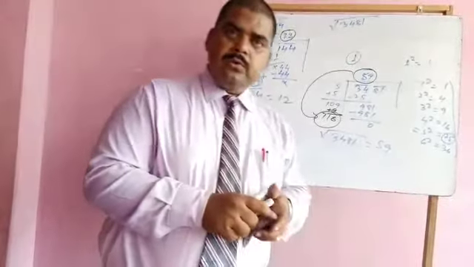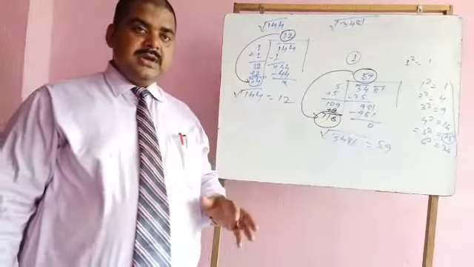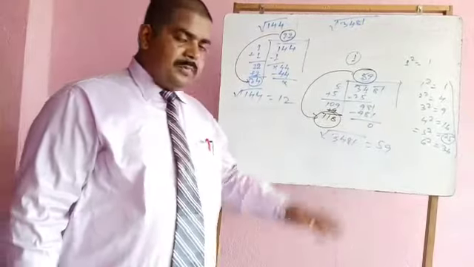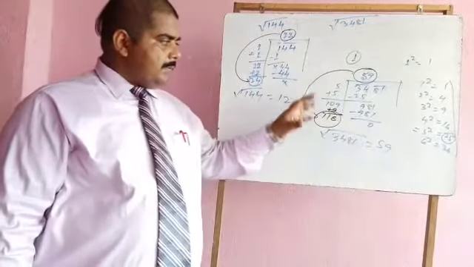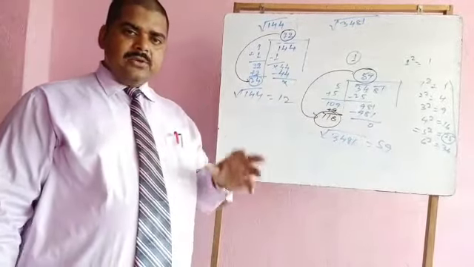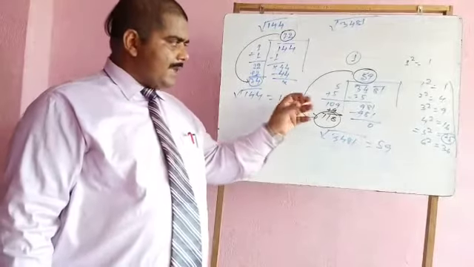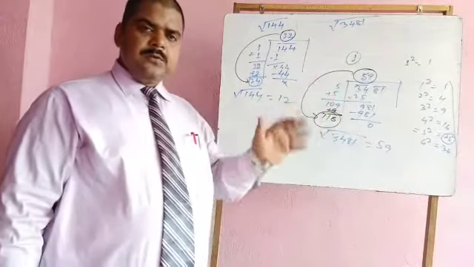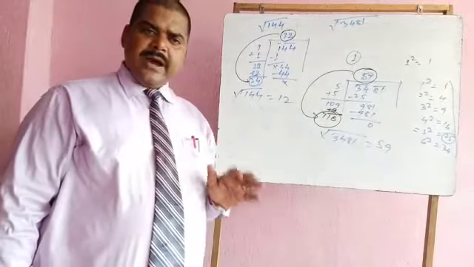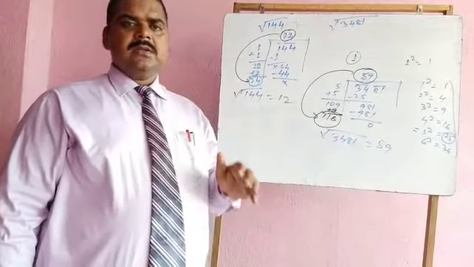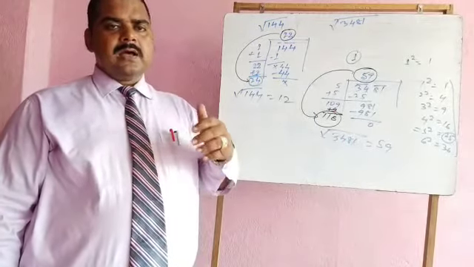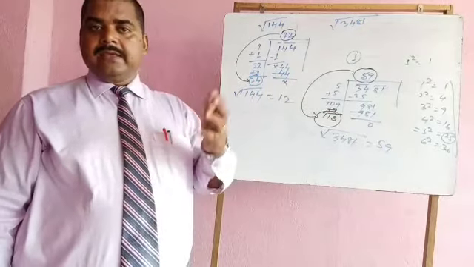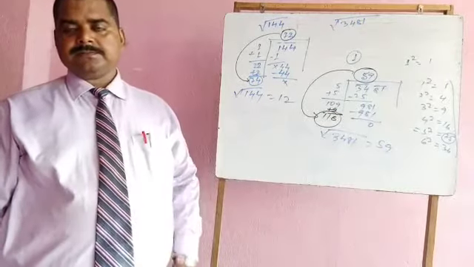So when you do the process of the division, then you must see that the quotient that you have just obtained, it has some steps. If you do that step, then it is quite easy to find out the square root of any perfect square number.